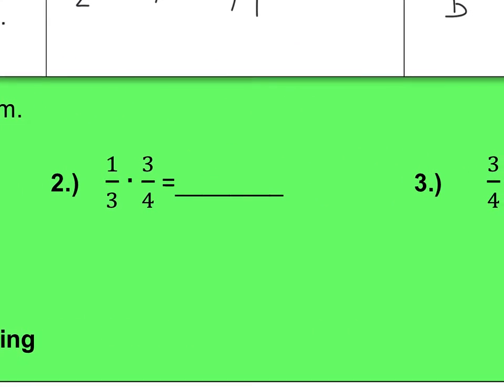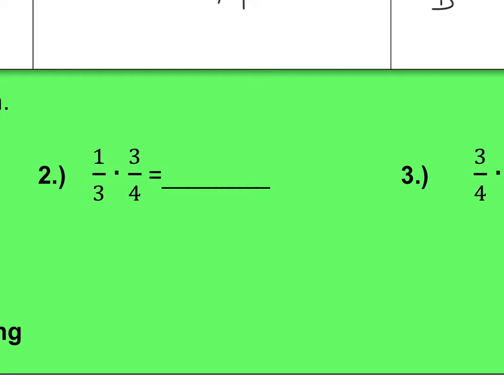Okay, number 2. 1/3 times 3/4. 1 times 3 is 3 on the top. 3 times 4 is 12 on the bottom. But we can simplify that by dividing both by 3. And 3 divided by 3 is 1. 12 divided by 3 is 4. So that simplifies to 1/4.